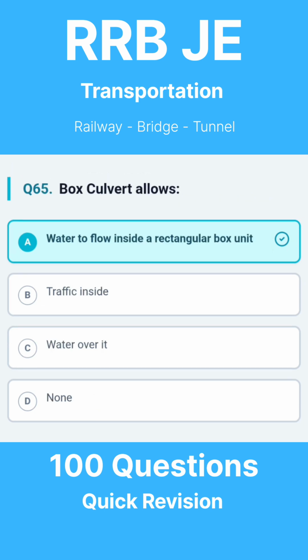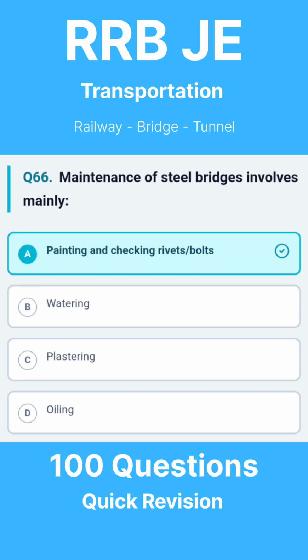Question 65. Box culvert allows? The correct answer is water to flow inside a rectangular box unit. Question 66. Maintenance of steel bridges involves mainly? The correct answer is painting and checking rivets/bolts.